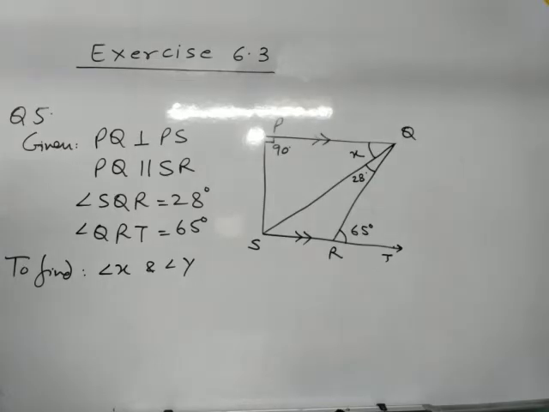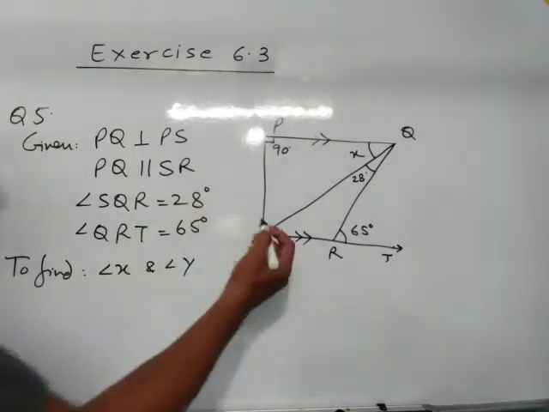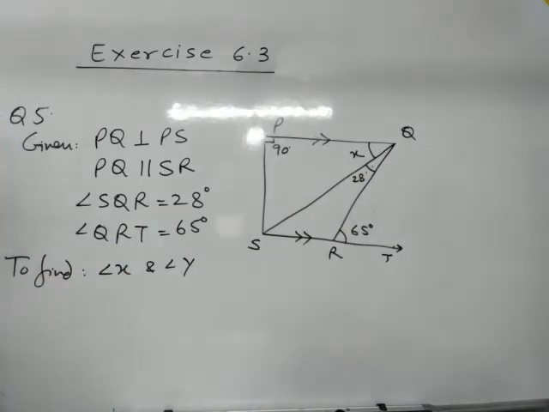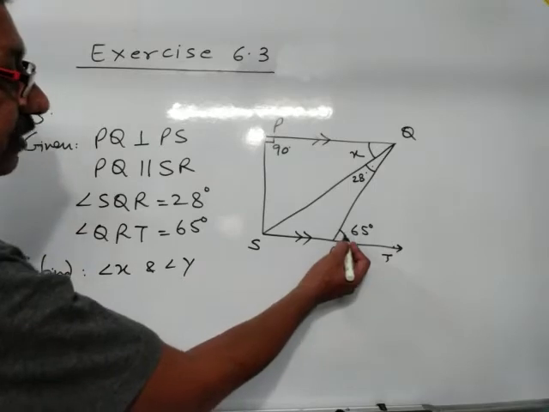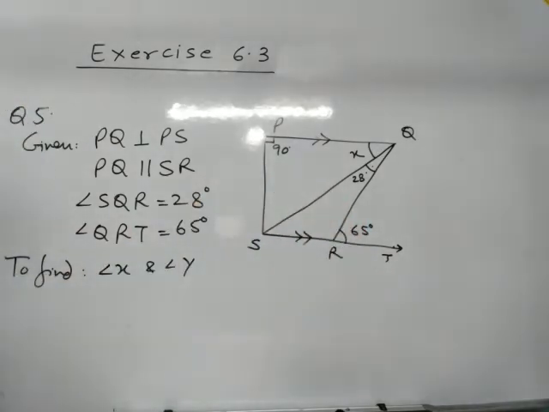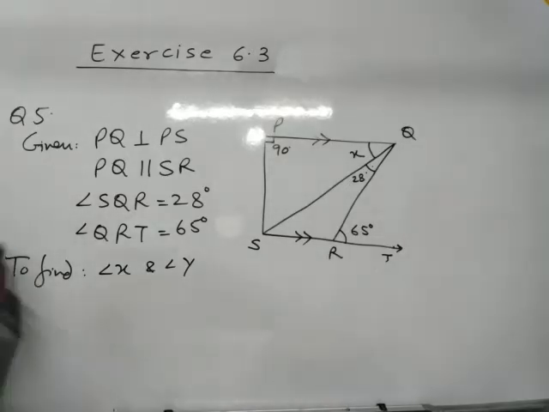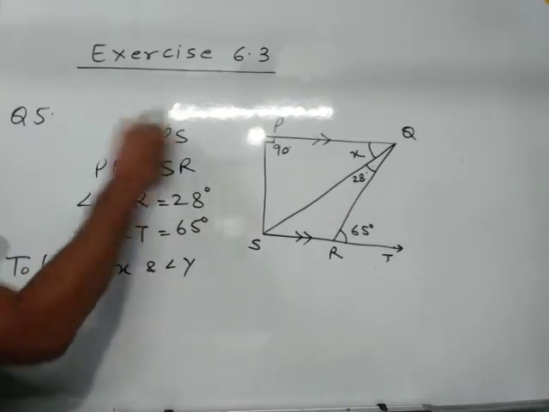Angle SQR is equal to 28 degrees, given here. And angle QRT is 65. Now the question is, we have to find the value of angle X and angle Y. So let us see how to solve this question.